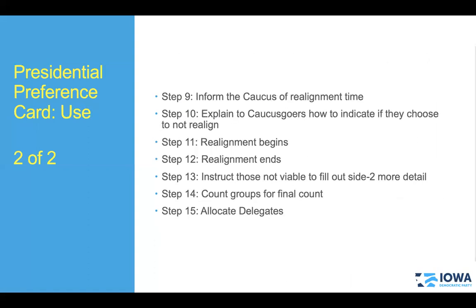So then in step 9, you'll inform the caucus of the realignment time, explain to caucus goers how to indicate they choose not to realign. You'll begin the realignment phase. The realignment phase will end. Next, you will instruct those who are not viable. So only people at this point who are not viable should have their cards still left in their hands to fill out side 2. You'll count the delegates for the final count, and then you'll allocate your delegates as we have talked about in previous sections.